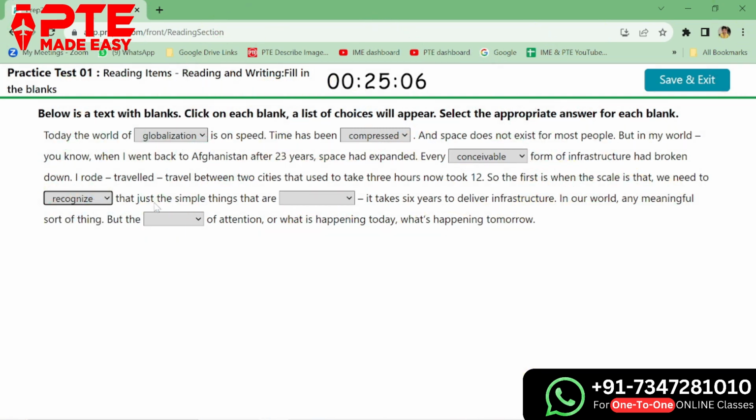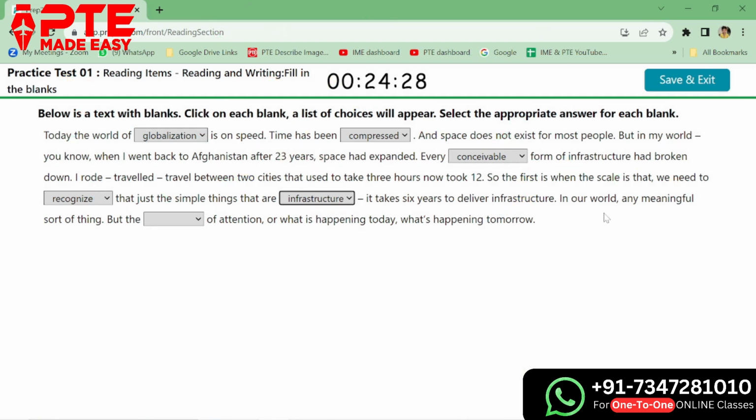Okay. We need to recognize that just the simple things that are dash. Okay. Simple things that are infrastructure, things, some noun. Created is not a noun. Profit cannot be the answer. But yes, here something like created could have come, that are created. It takes 6 years to deliver infrastructure. But here we would put infrastructure because they are talking about simple things that are, as in they are giving some example, that are infrastructure. It takes 6 years to deliver infrastructure.